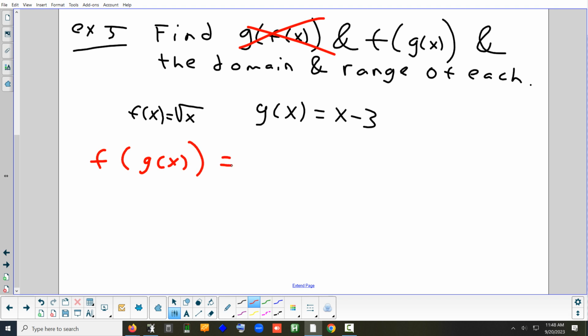Okay, start with the inside. What's g of x? X minus 3. Now, in function f, anywhere you see a letter, replace it with x minus 3. So what's the final answer going to be? Square root of x minus 3. The whole thing is under the square root. I should have asked you that.